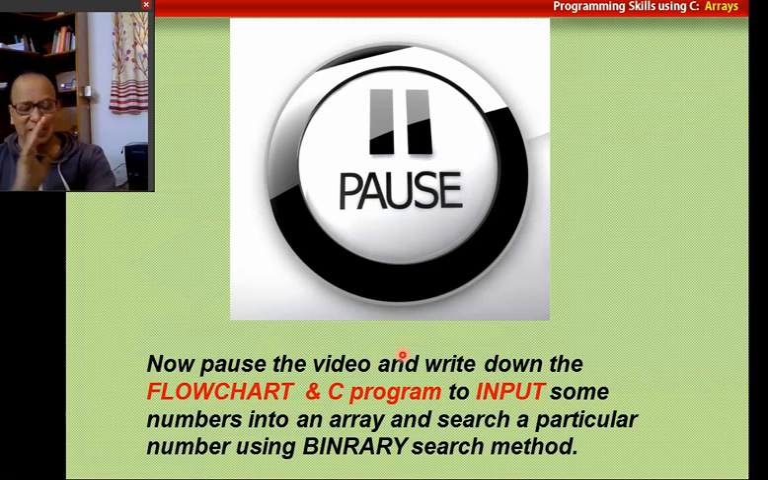So this is what you do: write the complete flow chart, write the C program, and execute that program. Please remember, you have to enter numbers in the ascending order. If you have not entered them in the ascending order, you sort them in the ascending order using bubble sort, which you have learned, and then you apply this algorithm to search for the number in the list.